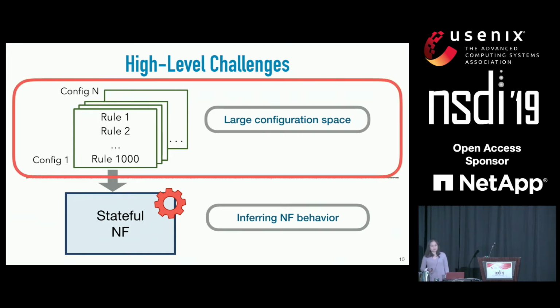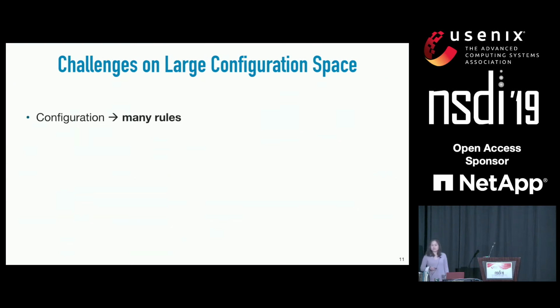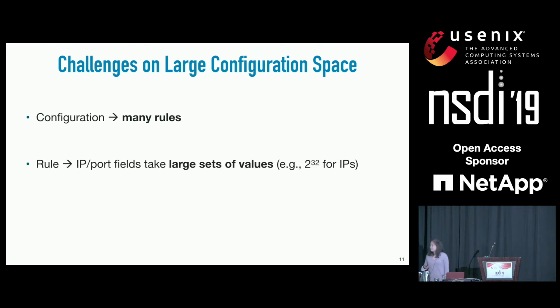Let's tackle the first one. Specifically, there are three factors that lead to combinatorial explosion in the configuration space. First, a configuration can take many rules. Within a single rule, there are IP and port fields that take large sets of values, like 32 bits for source IP, for instance. And they also take ranges, like /0-16 for IP prefixes or wildcard for ports. I'll show you how we tackle them one by one.